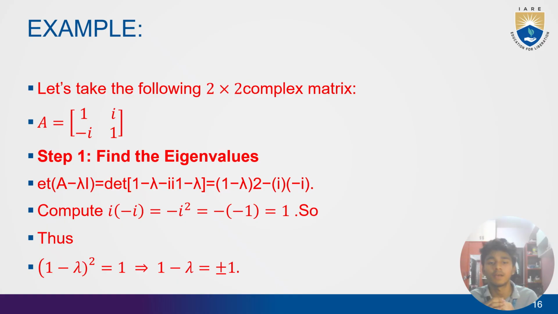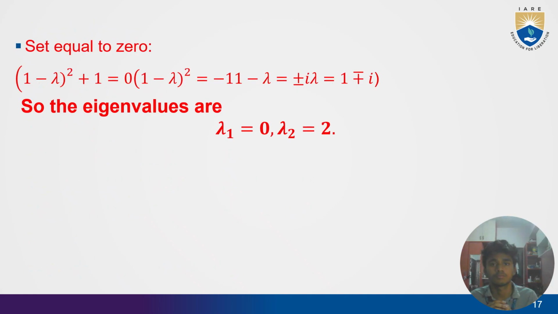Let us discuss an example of a 2 by 2 complex matrix. A is equal to [1, i; minus i, 1]. Step 1. Find eigenvalues. We have to find the characteristic equation to find eigenvalues. For that, we have to compute det of A minus lambda I. After finding the characteristic equation, we set it to 0 and find the roots, which are lambda 1 and lambda 2. Lambda 1 is equal to 0 and lambda 2 is equal to 2, which are called the eigenvalues.